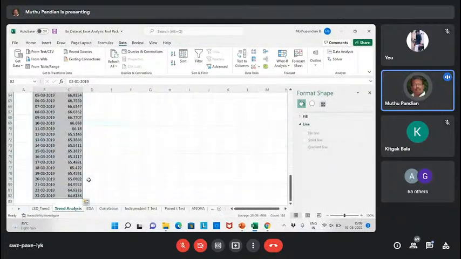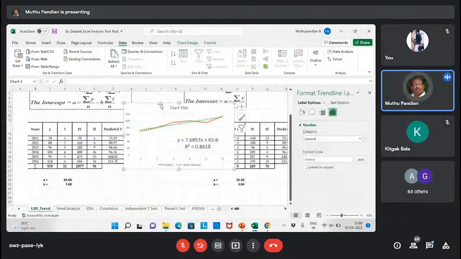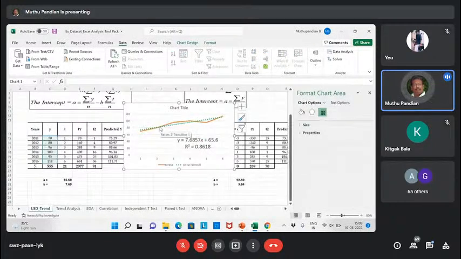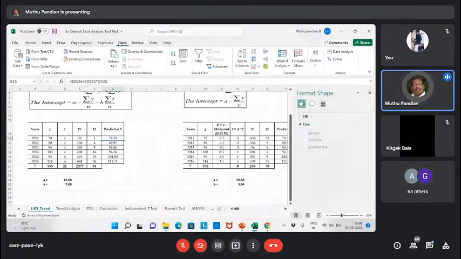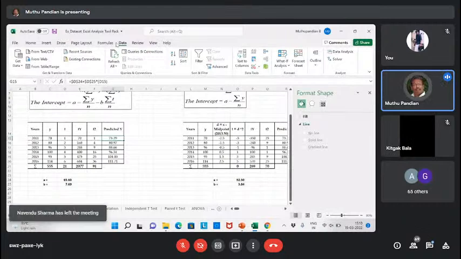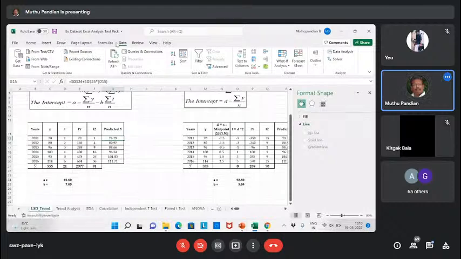The forecasting option is available only after the 2016 version. So if you have MS Office 2016 and above, or Office 365, then only you will get this forecast function. The forecast function is available on the data menu. Right now 2019 is there, 2020 is there, 2021 is also there. So if you have the latest version, you may be able to do this.